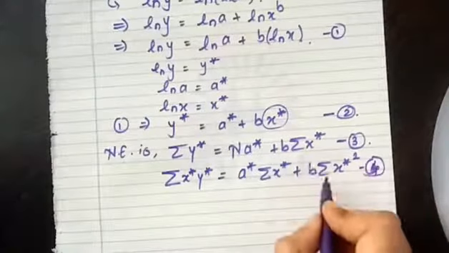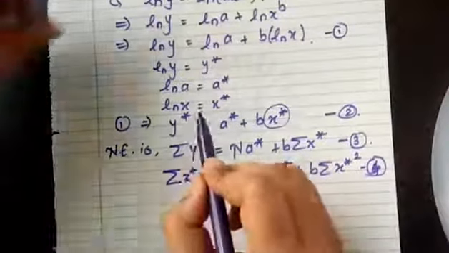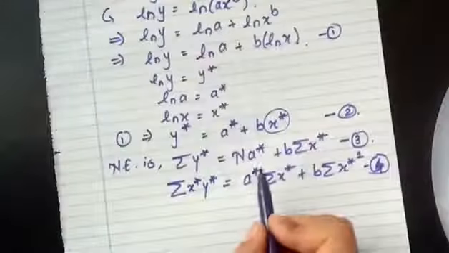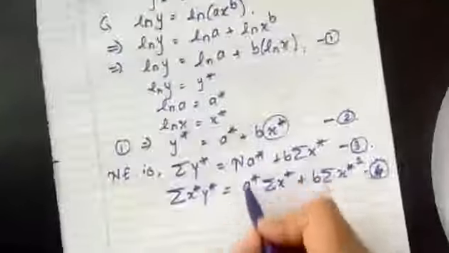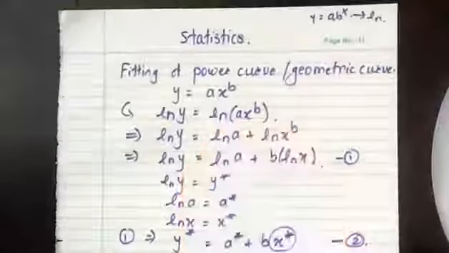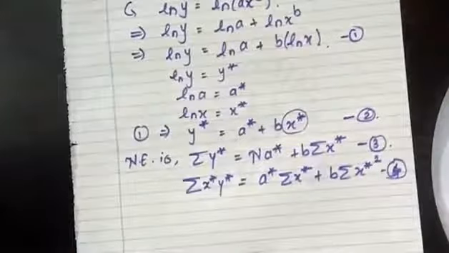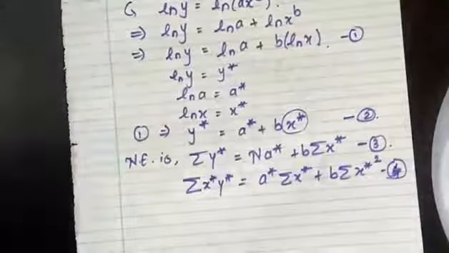These two are the normal equations and your original equation. This is your fitting. We have to find out a and b from these two equations, and we have to substitute in this for the required results. Okay, we'll see an example on that.